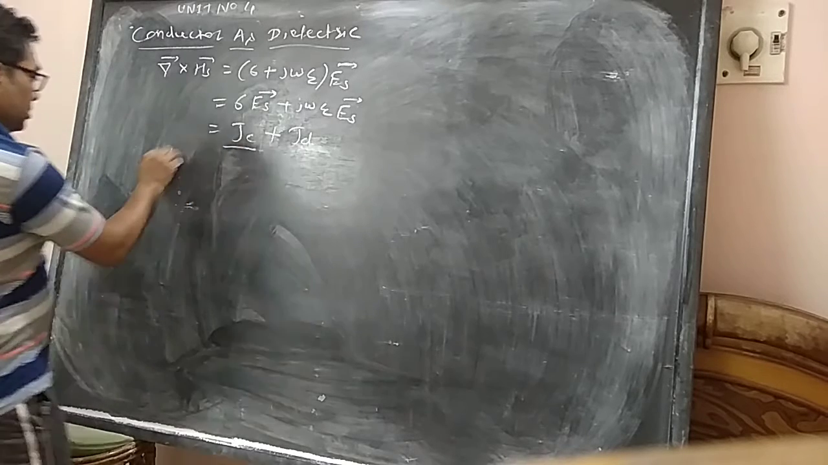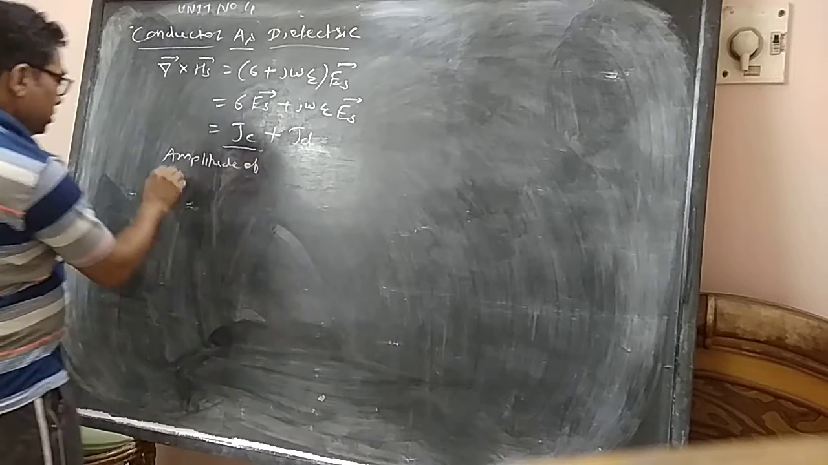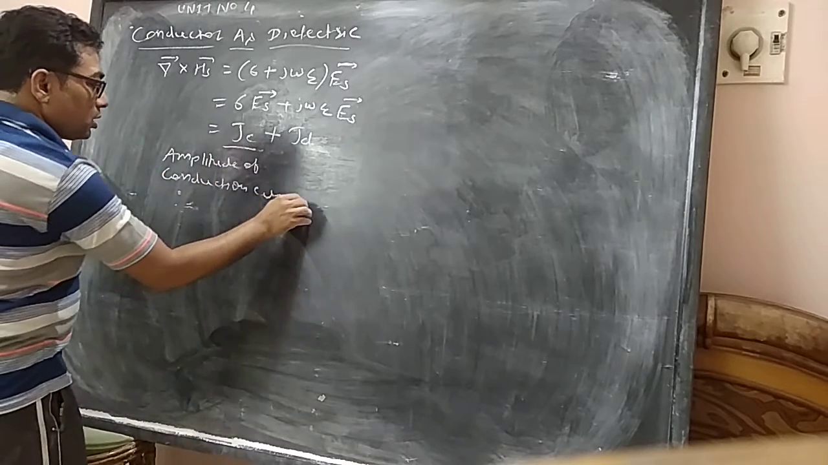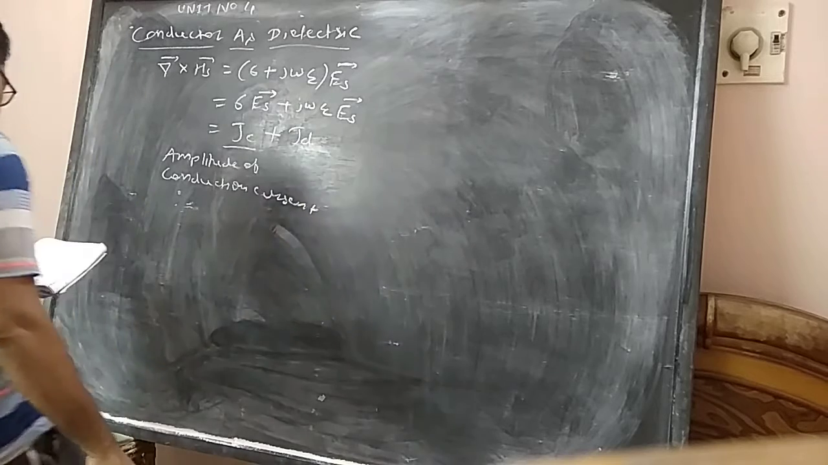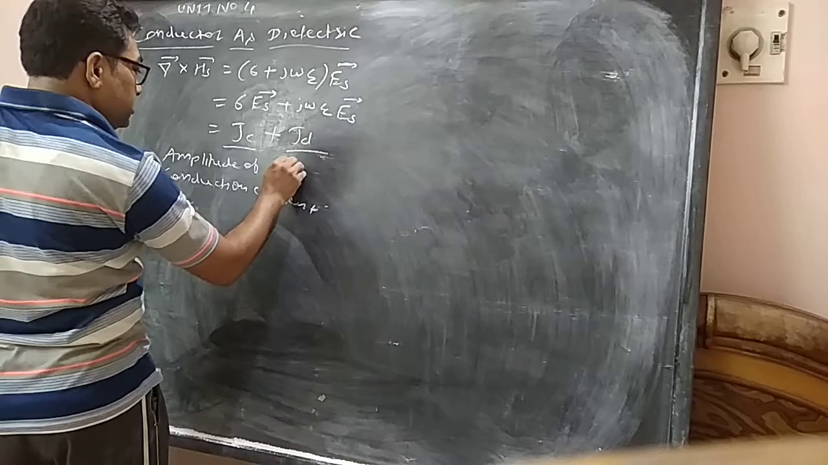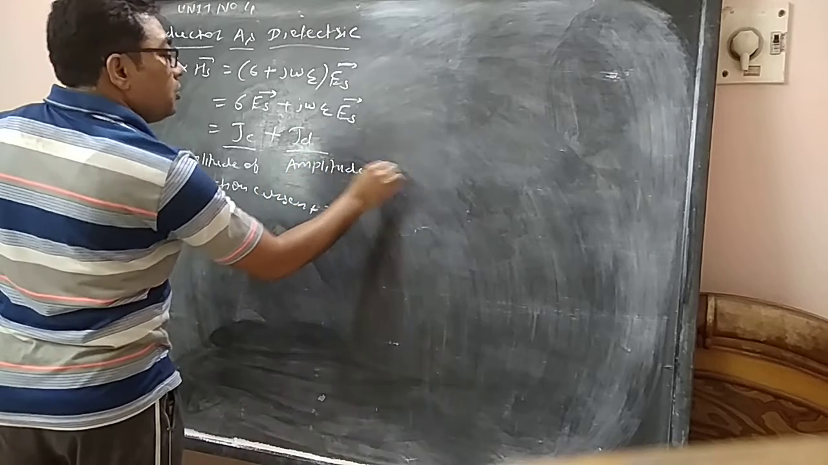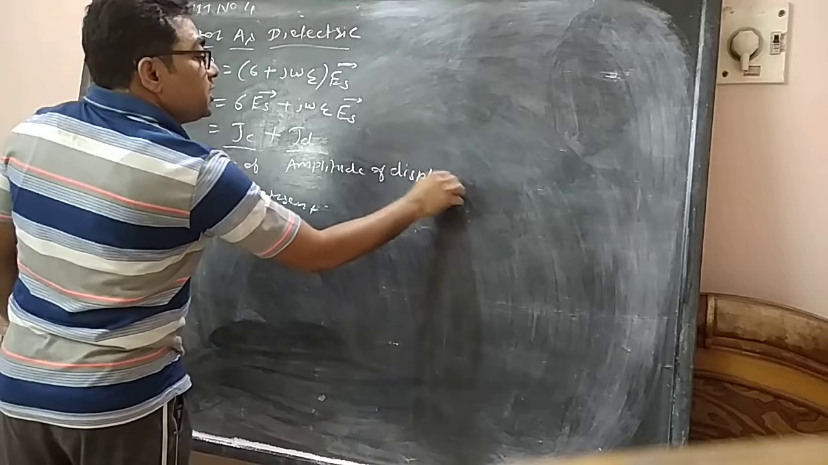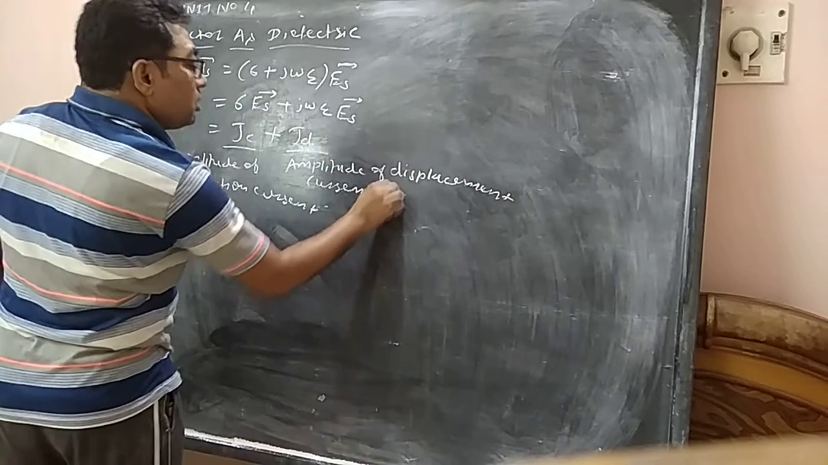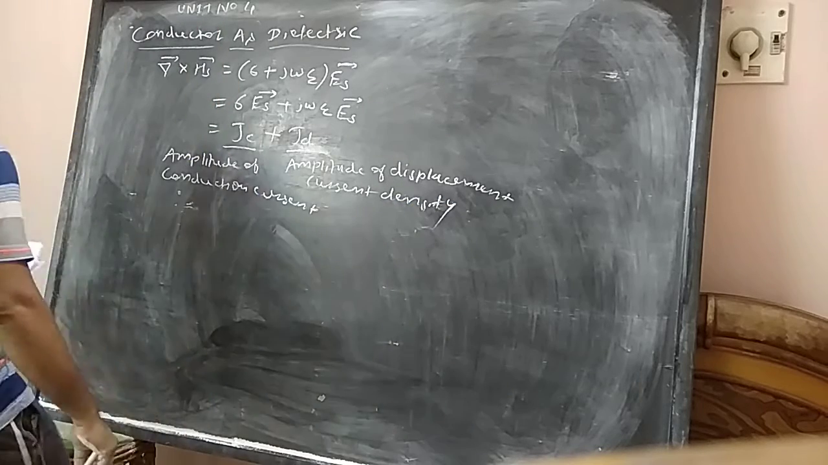This is called the amplitude of conduction current density, and Jd is called the amplitude of displacement current density. This is the meaning of Jc and Jd.